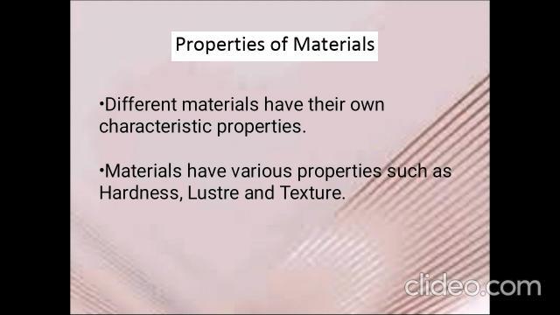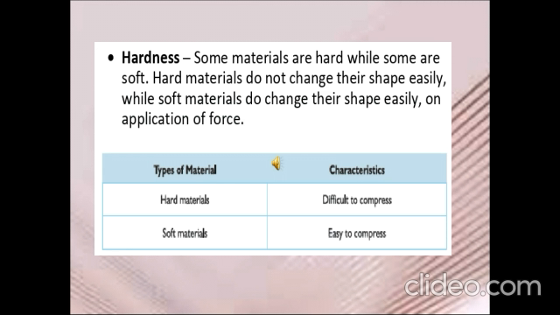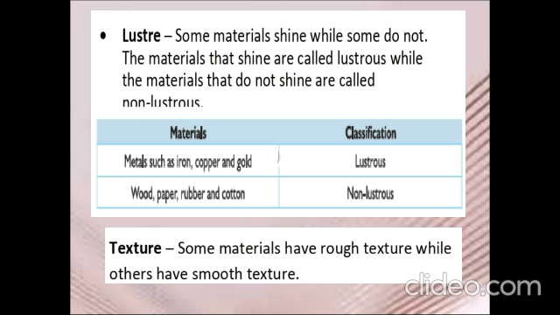Then properties of materials. These materials exhibit some properties: they might be hard, lustrous, and have texture. Hardness means they cannot be compressed easily. Soft material can be compressed easily. Examples for hard materials are iron, copper, etc. Examples for soft materials are cotton, wool, etc. Then lustre means some materials shine. Right? So lustrous materials are iron, copper, gold. Non-lustrous are wood, paper, rubber, cotton, etc.